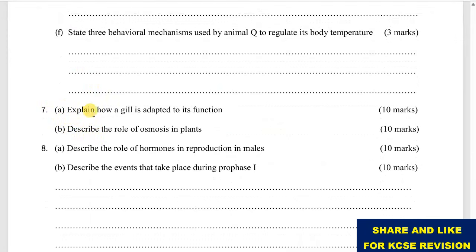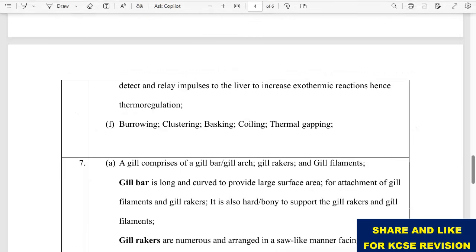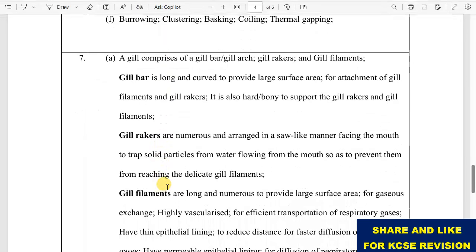Essay question. Explain how the gill is adapted to its function. A gill comprises a gill bar, gill rakers, and the gill filaments.